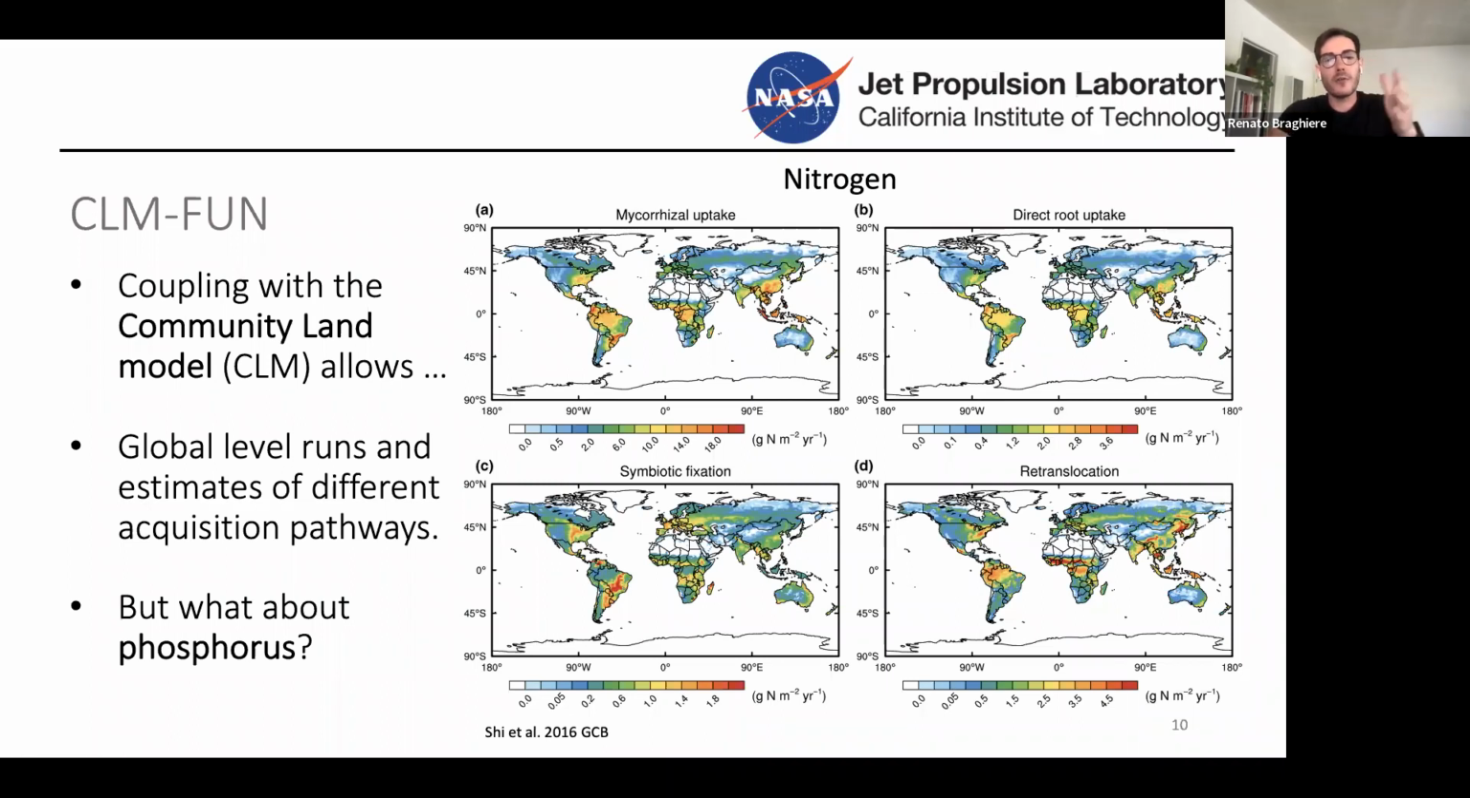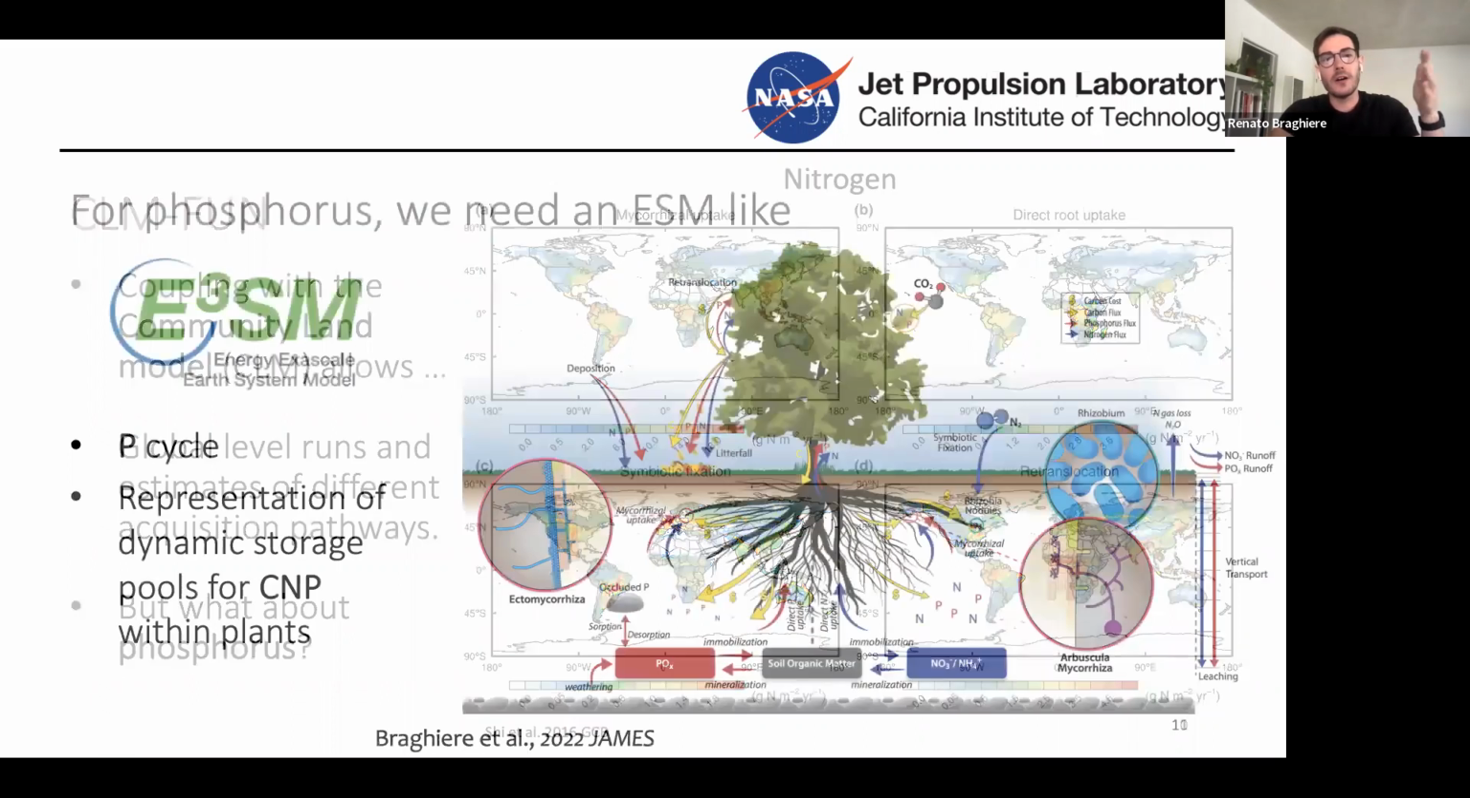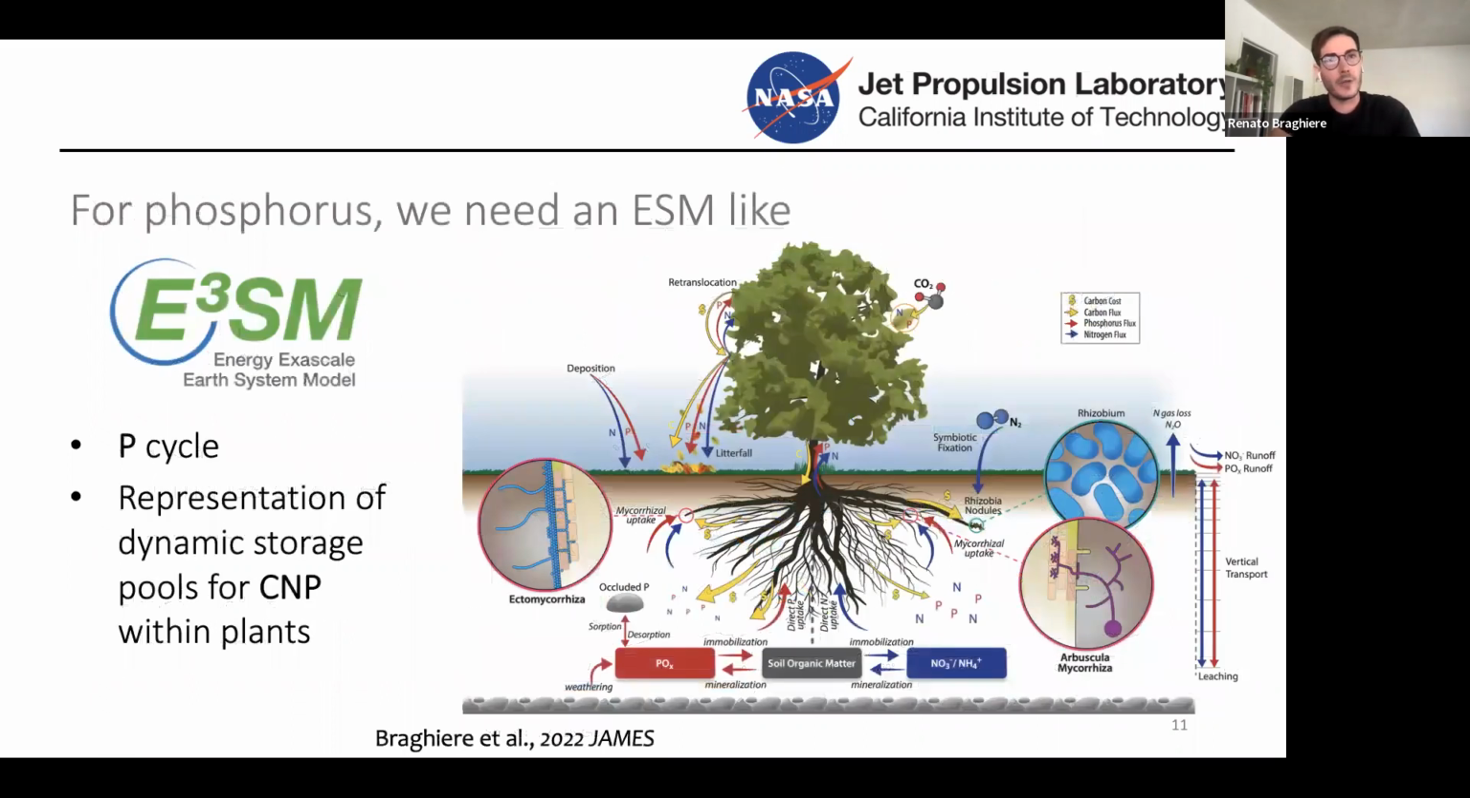But what about phosphorus? And so we developed the same idea for phosphorus now, and we added the FUN model into ELM.